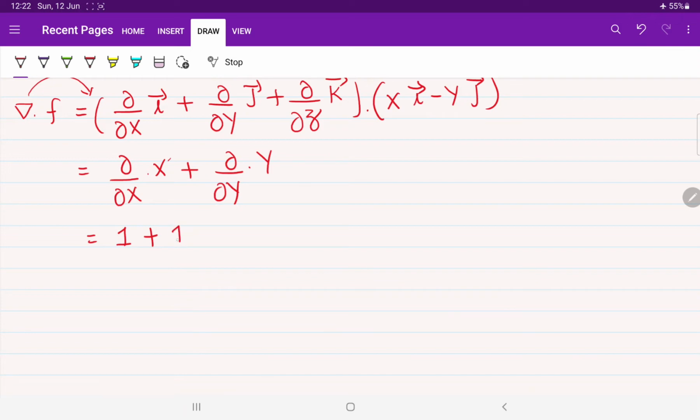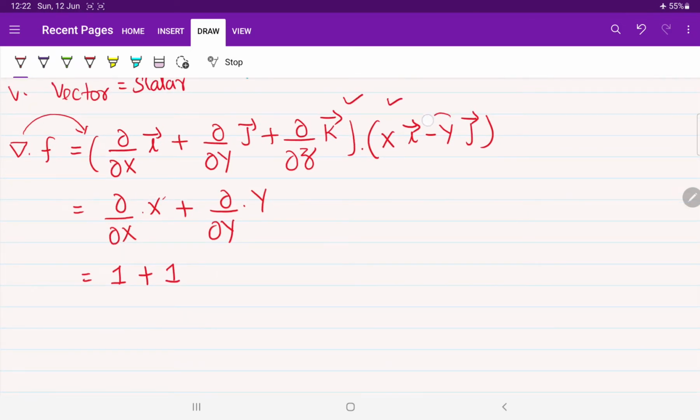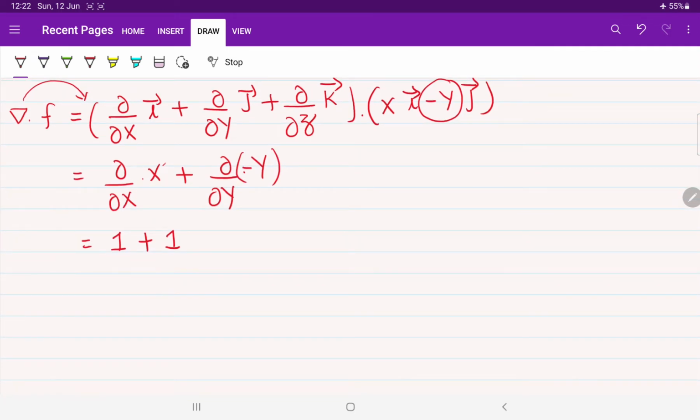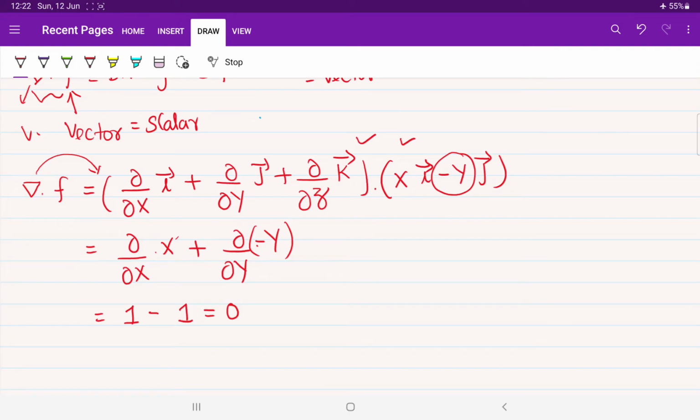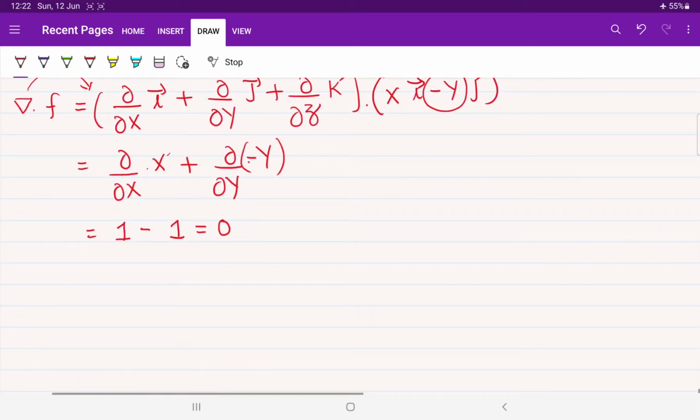Similarly y with respect to y will become 1. I hope you noticed, here it is minus y, I left out that minus, don't forget this. So it will become minus y, which means here it should not be plus, it will be minus. Now tell me, what is the value of 1 minus 1? This is 0. So from this we understood how to calculate divergence of a vector field. But in the resultant, if the divergence value becomes 0, then what is the actual meaning of this? I am trying to get the resultant value for divergence of f, but this resultant value will become 0.